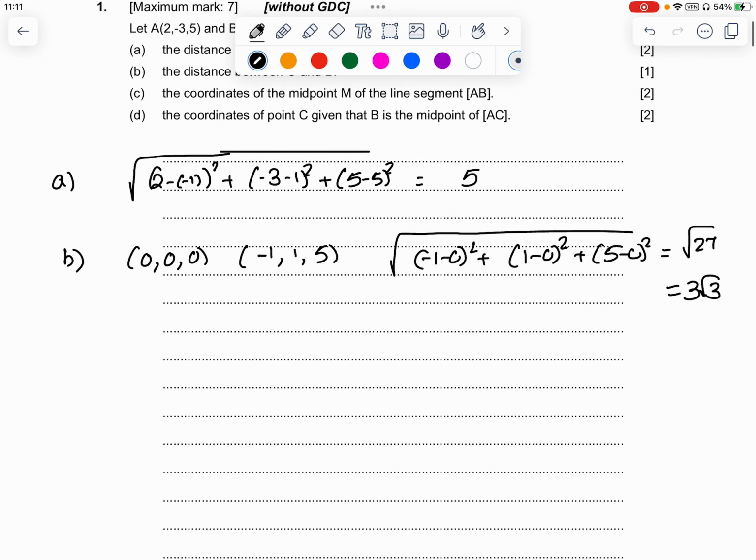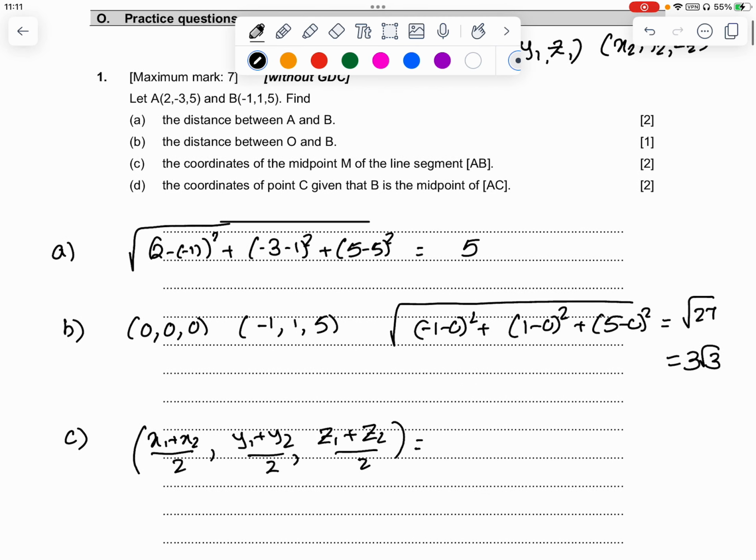Now the coordinates of the midpoint. It's the same formula. So what is that formula? (x1 plus x2) upon 2 comma (y1 plus y2) upon 2, but here the third coordinate is there, so (z1 plus z2) upon 2. So when I add that and divide them, it becomes (2 minus 1) upon 2 comma (minus 3 plus 1) upon 2 comma (5 plus 5) upon 2. So what it becomes is 1 upon 2 comma negative 1 comma 5.